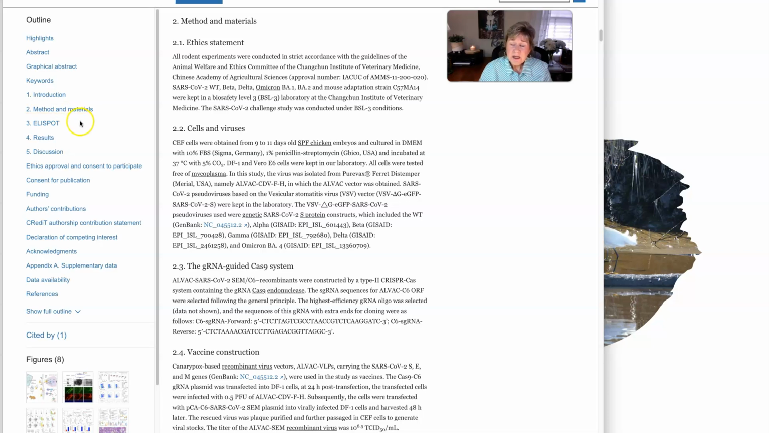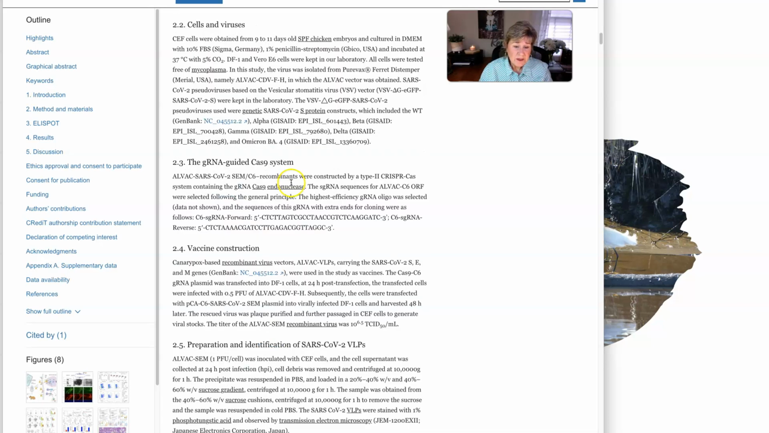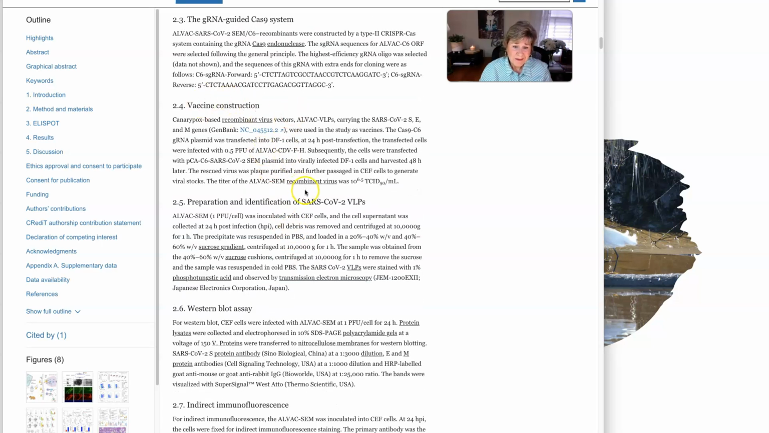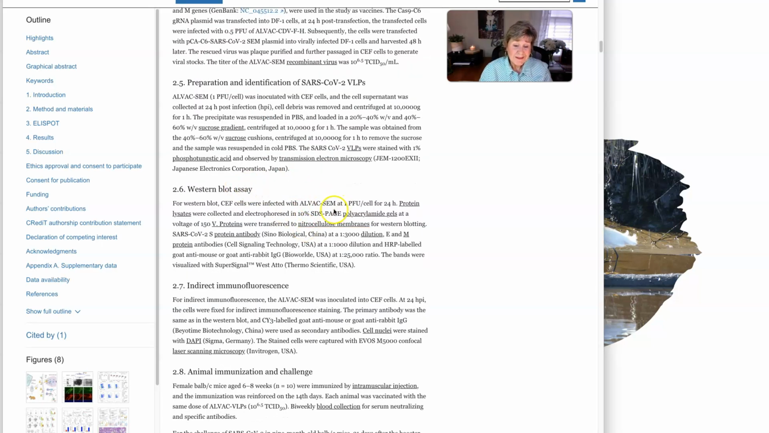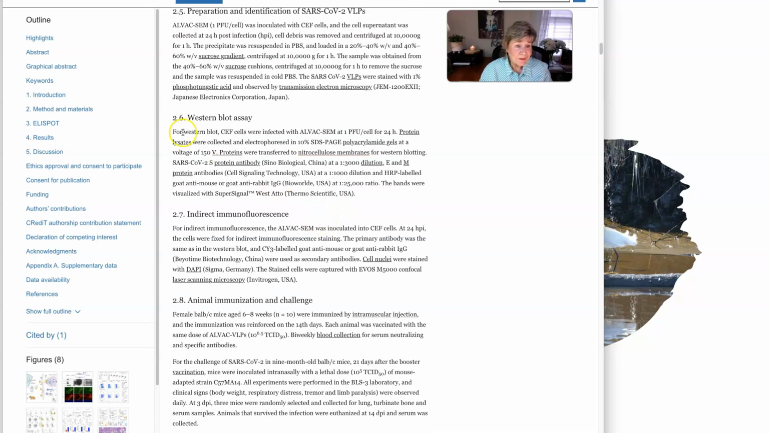Methods and materials. The materials are never, ever, ever listed. They are included in the methods. So how they did the experiments is included in the materials and methods section. Everything from the cells and the viruses that they used to the gene editing system to how they constructed the vaccine to how they identified the viral proteins, etc., etc. Okay, that's materials and methods. ELISpot, that's another type of technique for analysis of their results.